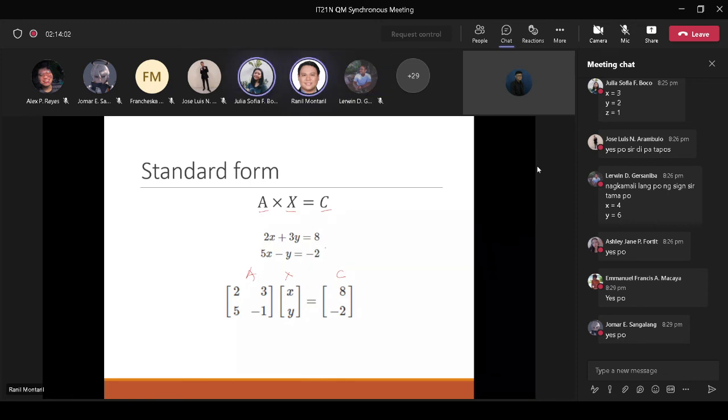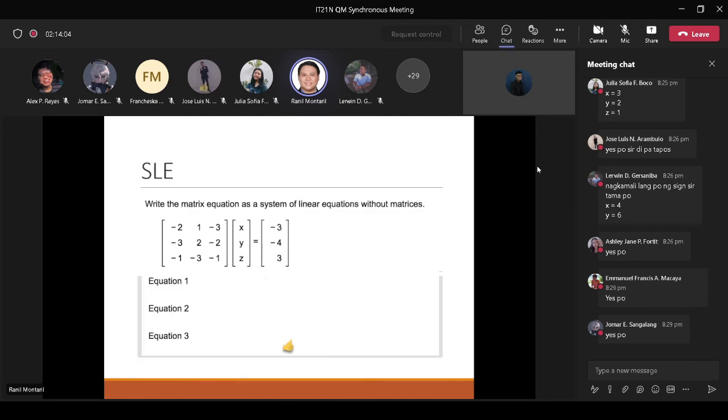Any question? All right, good. Now, let's go to this one. Given this standard form matrix, what would be the equivalent given equations? I will start with the first equation, and then once you have seen the pattern, kindly please dictate the second equation and the third equation. So the first equation is negative 2x plus y minus 3z is equal to negative 3. So this is the first equation.